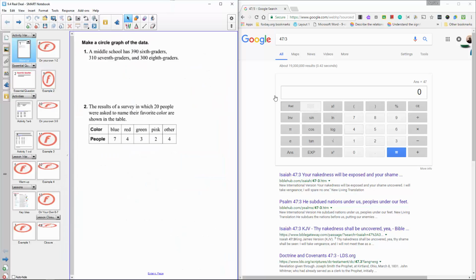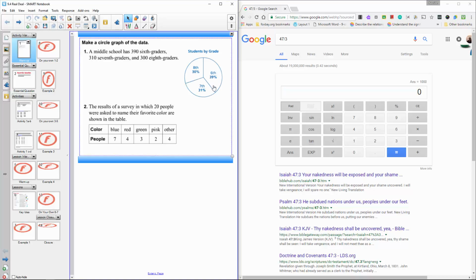And it says that there's a total of this many kids, right? So there's sixth graders, seventh graders, and eighth graders. So I have 300 plus 390 plus 310. So altogether, there's a total of 1,000 kids. And if I take 390 divided by 1,000, that will be 39%, 31%, and 30%, right? And that's how I can represent all the data here.